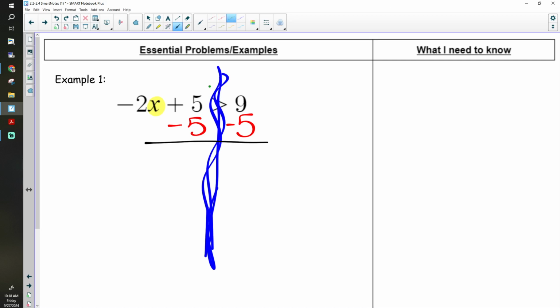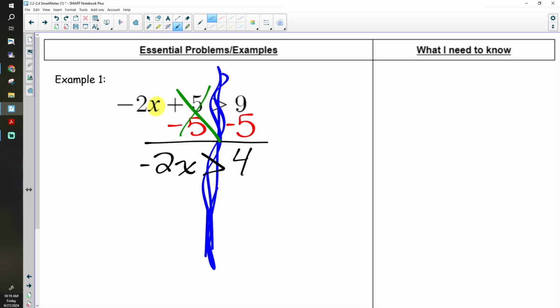You've killed your first number for the day. Congratulations. 5 minus 5 is 0, nothing. It's gone. We'll drop everything down. Negative 2x is greater than 4. Beautiful. Almost there, almost done.